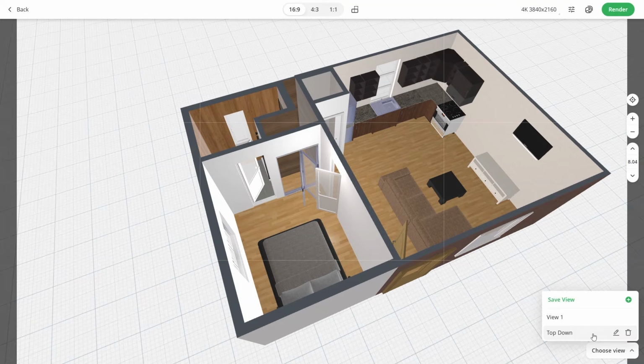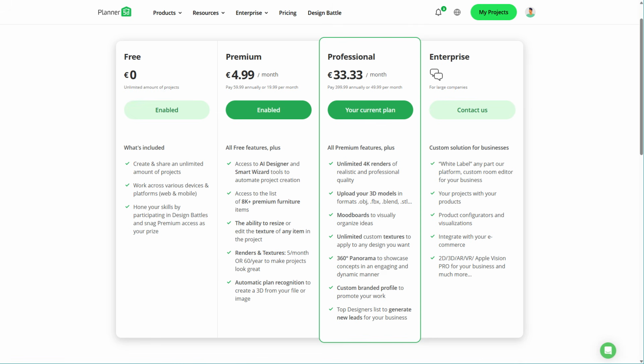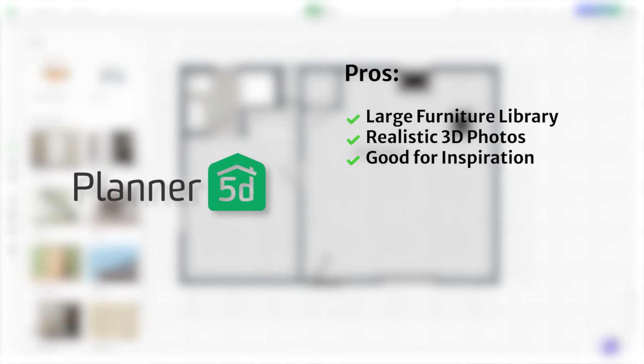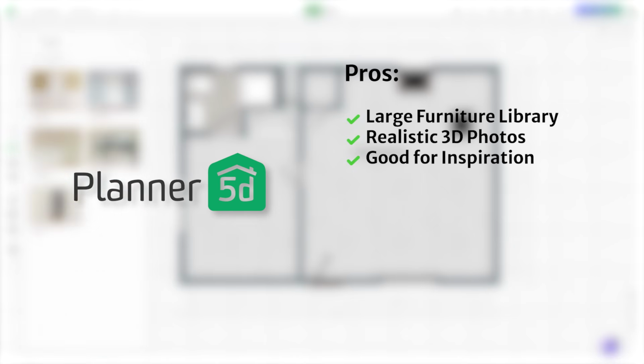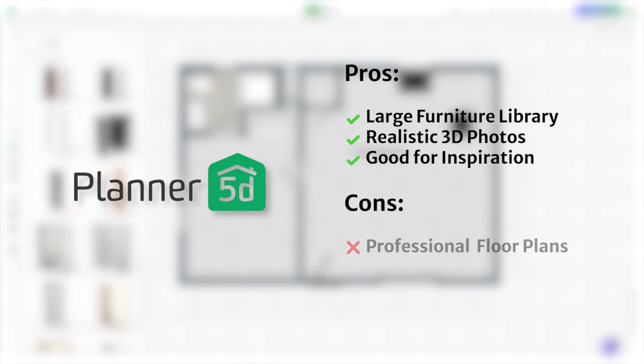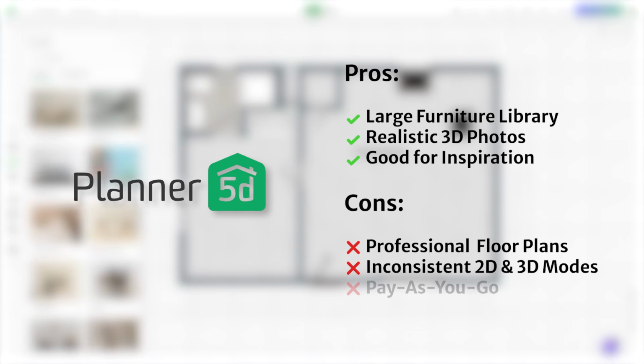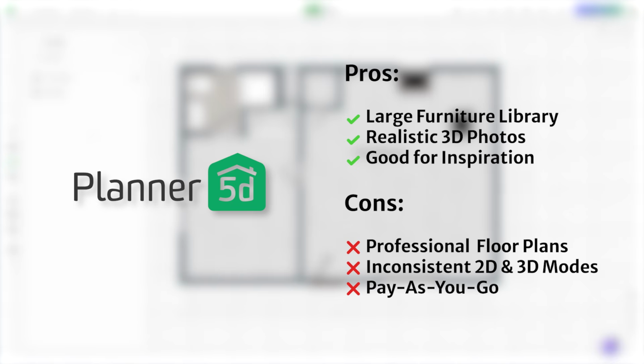For 3D floor plans, top-down views are generated through the rendering feature. As with many other programs we look at on this list, many of the advanced features are only available with subscriptions. However, there is no pay-as-you-go option available. We think Planner 5D's main strengths are its large furniture library and realistic 3D images, which make it good for inspiration and early-stage design. Its main weaknesses are that it cannot create professional-grade floor plans. It works differently in 2D and 3D modes, and it does not offer pay-as-you-go pricing.